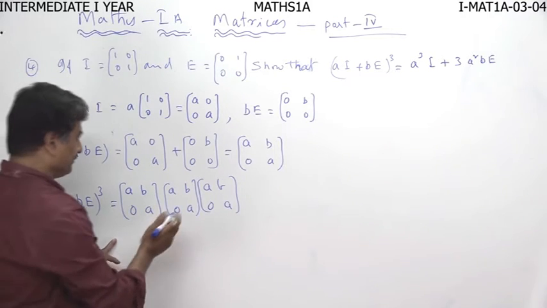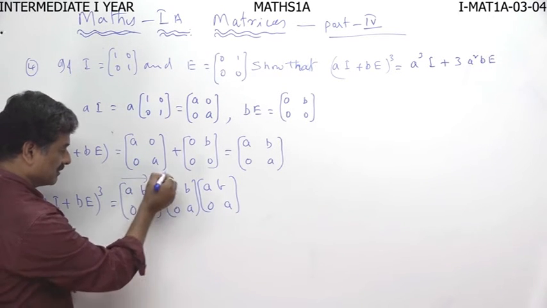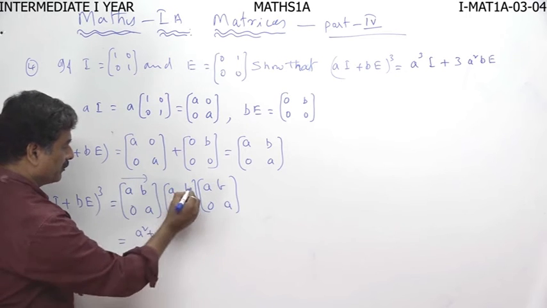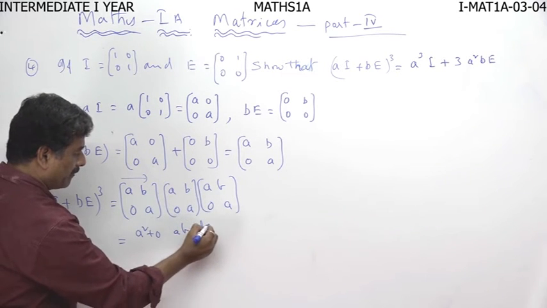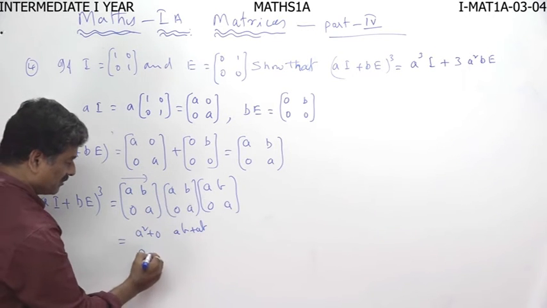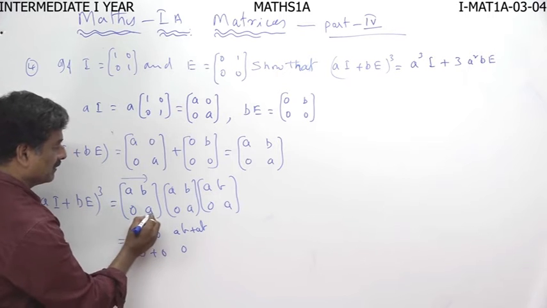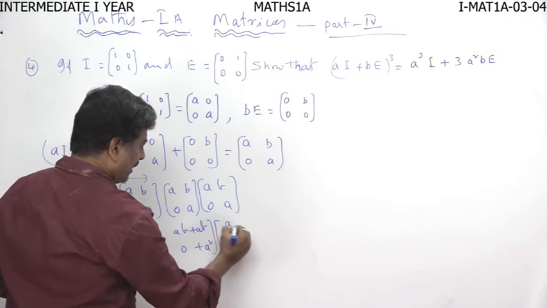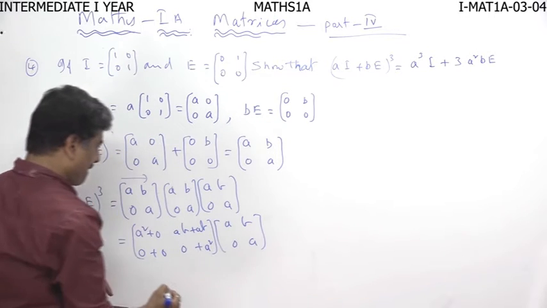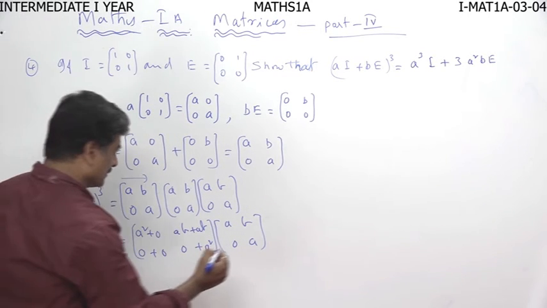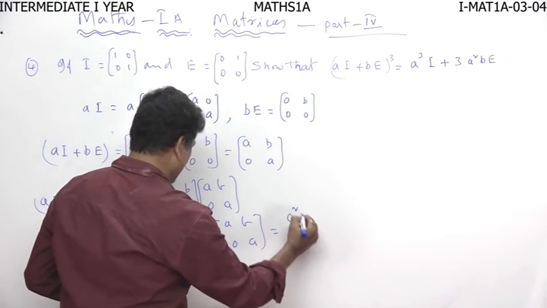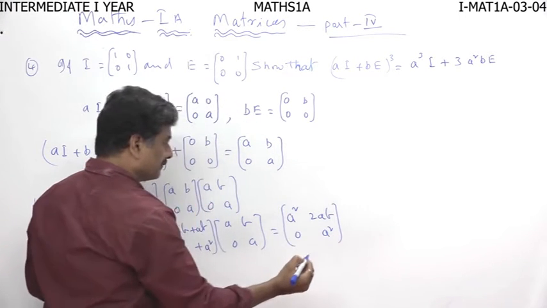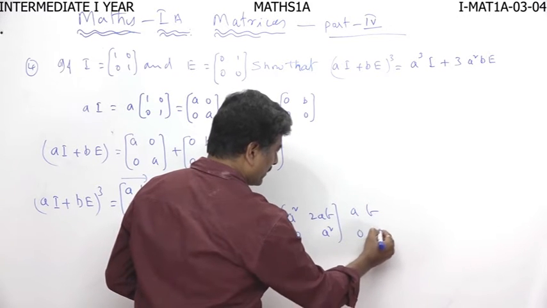Now, I'll multiply the first two. This row, this column: A into A, A square, plus B into 0, 0. Now, A into B, AB, plus B into A, AB. This is 0, this is also 0. Plus A square. That is [[A²,2AB],[0,A²]].